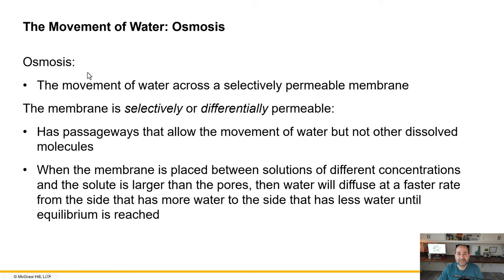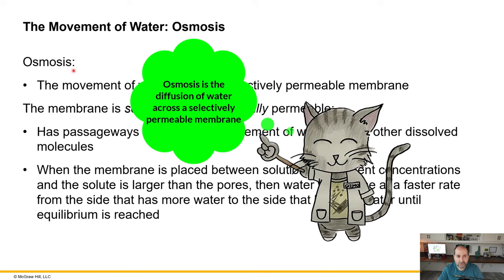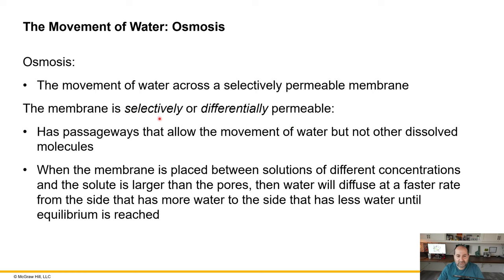Next, let's discuss osmosis. Osmosis is simply the diffusion of water across a membrane, a selectively permeable membrane. That's all osmosis means. Remember that a membrane is selectively or differentially permeable. This means that not just anything can enter the cell and not just anything can float out of the cell. The cell can determine what can enter the cell or what can exit the cell.